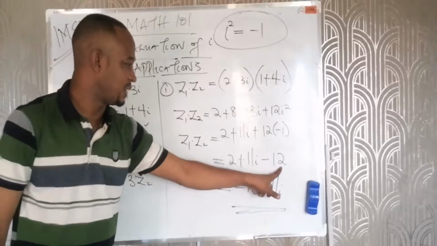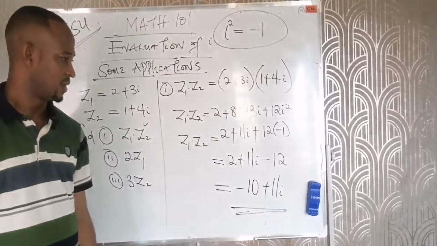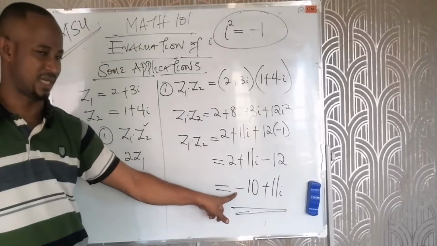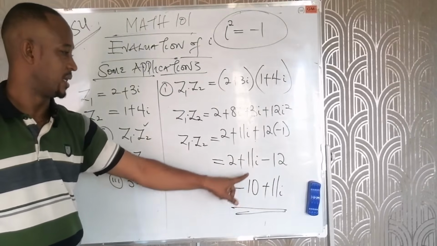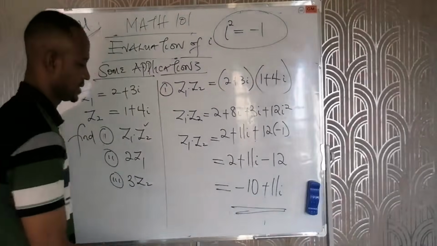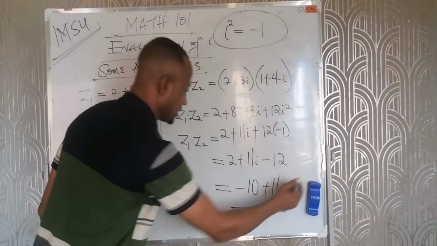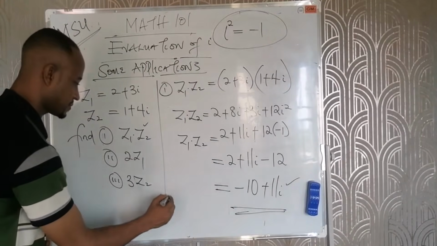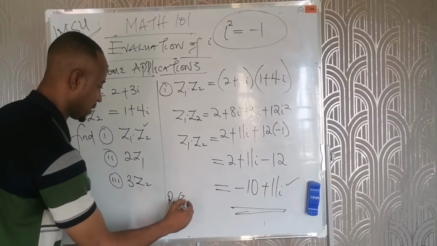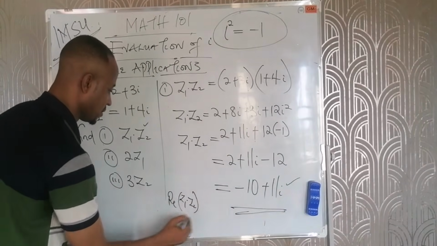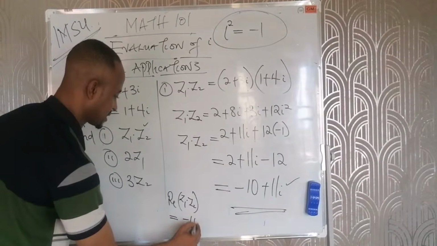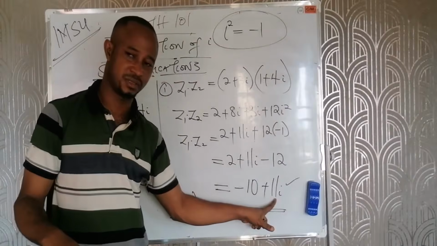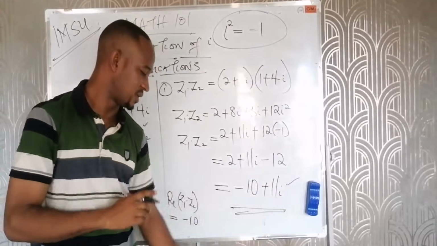Then 2 and minus 12 are real parts. They can be added together. 2 minus 12 gives us minus 10, right? Then plus 11i. So this is the final answer. But if you're asked to find, let's say, the real part of z1 times z2, what will be the result? The real part is minus 10. Then the imaginary part of this will be what? 11, not 11i. 11, not 11i.